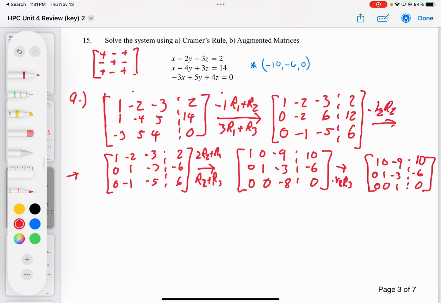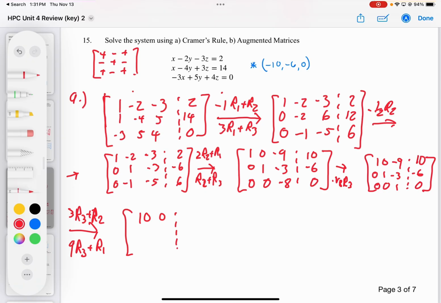But the next thing that I would do, since z is equal to 0, it makes it really easy because now I can just multiply row 3 by 2 different things and eliminate the values that are up above that 1. So my next trick would be 3 row 3 plus row 2. And then I would do 9 row 3 plus row 1. Resulting in 1, 0, 0, 10.